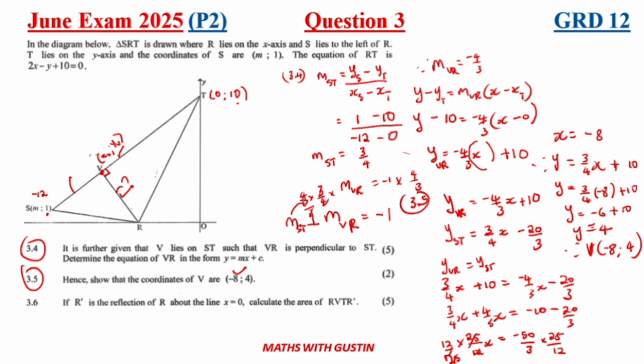Right, okay, so 3.6, if r is the reflection of r about x equals 0. So this here is what? It's the x equals 0 line. This one here will be the y equals 0 line, which is the x-axis. Then they ask us to calculate the area of RVTR.